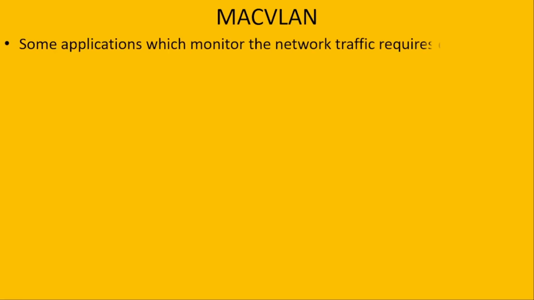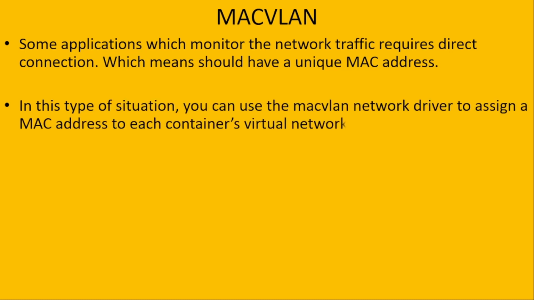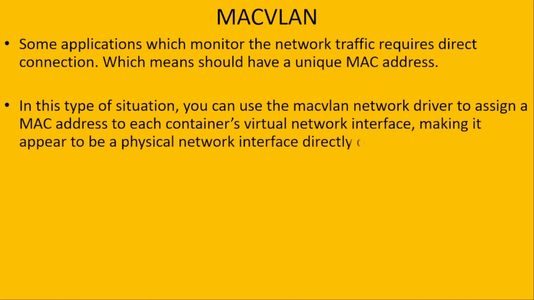So our topic is Macvlan. Some applications which monitor the network traffic require direct connection, which means we should have a unique MAC address. As per the official documentation of Docker, in this type of situation, you can use the Macvlan network driver to assign a MAC address to each container's virtual network interface, making it appear to be a physical network interface directly connected to the physical network.